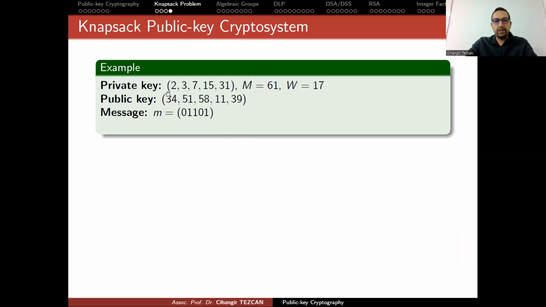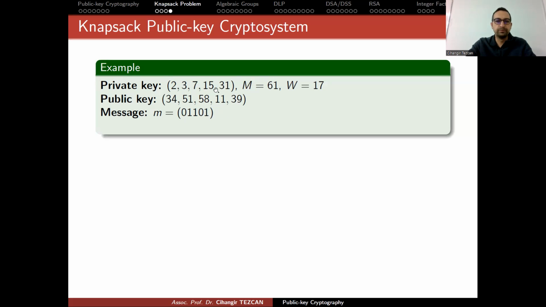So assume that I chose the AIs like this. Okay, so this is our super increasing Knapsack value. As you can see, 3 is larger than the sum of the previous values. 7 is larger than 2 plus 3. 15 is larger than 2 plus 3 plus 7. And 31 is larger than 15 plus 7 plus 3 plus 2.